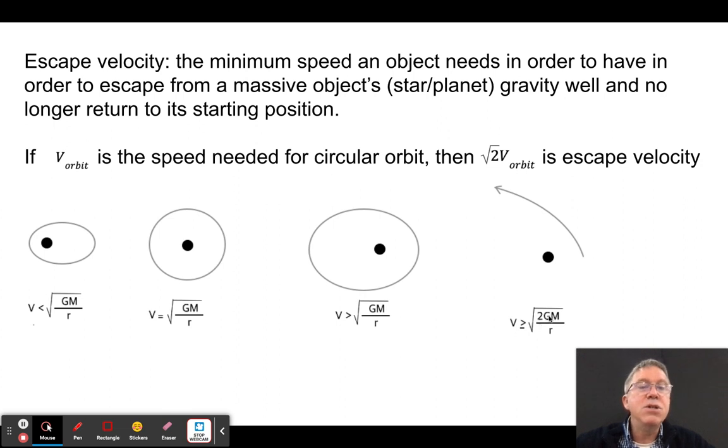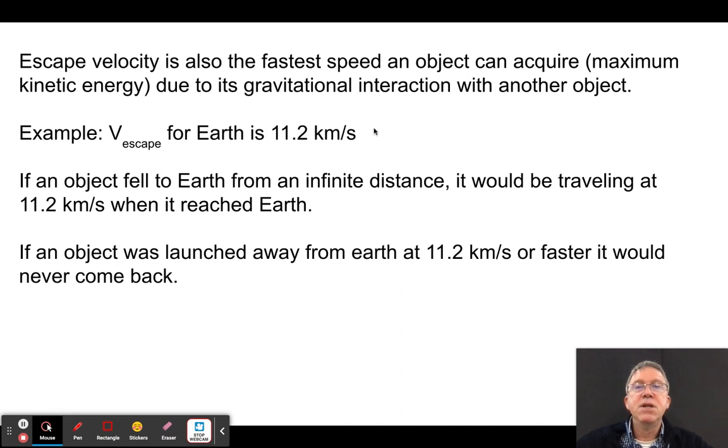And if I go 2GM over r, or basically √2 times the circular orbital speed, it's never coming back, all right? So what that tells you then is √2 times the speed of circular orbit is the escape velocity for an object. But we can determine that value. We can derive that value using the potential energy equation. So escape velocity is the fastest an object can go due to its gravitational interaction with another object.